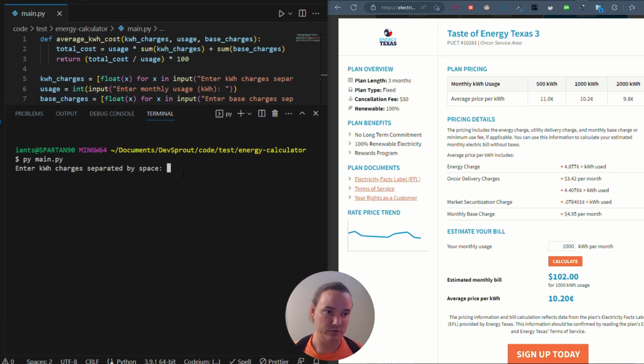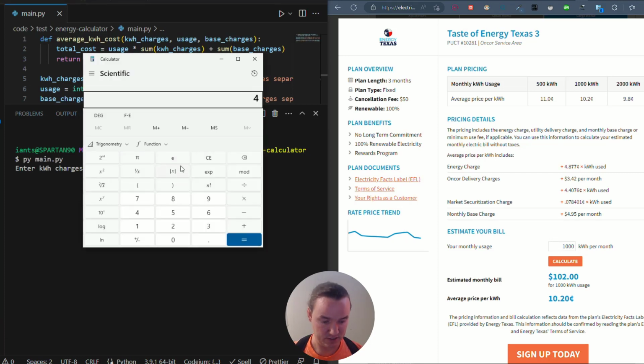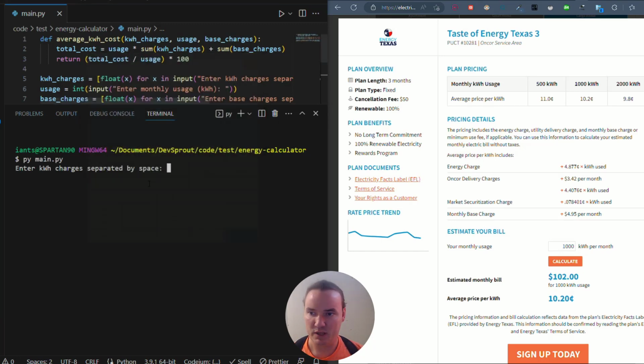So we have to convert 4.877 cents to 0.04877. Basically that calculation is just, if they're saying that it's 4.877, then we're going to divide that number by 100 because there's 100 cents in every dollar, and then we get 0.04877. So here we're going to say 0.04877 and then a space, and then the next one is 4.4076 cents per kilowatt hour used. So we're going to divide that by 100.